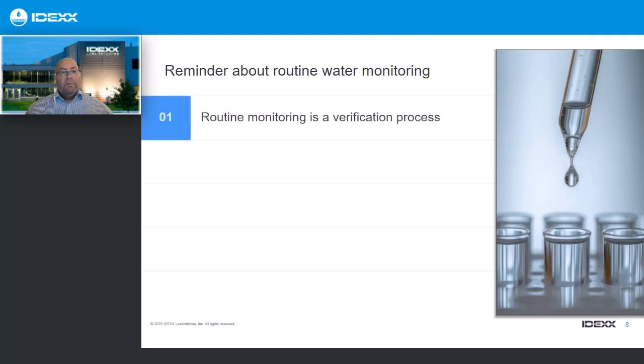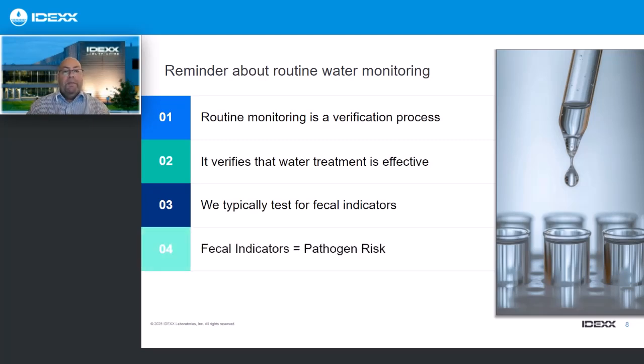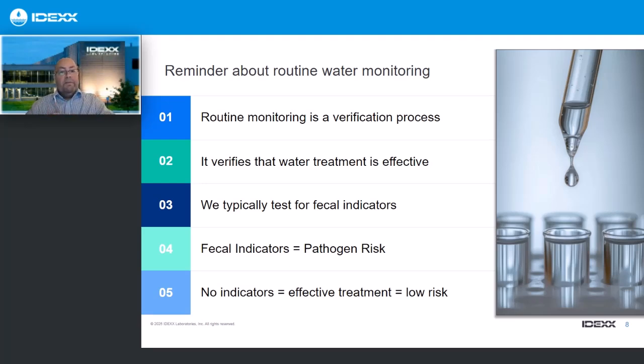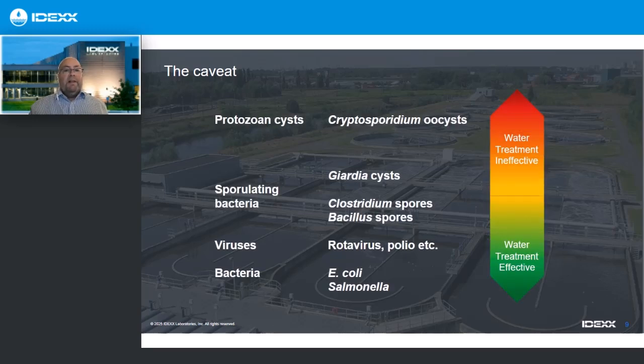Just to give you a little reminder about routine water monitoring, it is a verification process. So we're doing the routine monitoring to verify that everything from the source water to the finished product is done correctly. Verifies water treatment is therefore effective. We usually test for fecal indicators. However, even though those fecal indicators can indicate a pathogen risk, there are some exceptions. If there are no indicators, we do have an effective treatment and a low risk of pathogens, but there are some cases where that's not the case. And this is the caveat that we have.